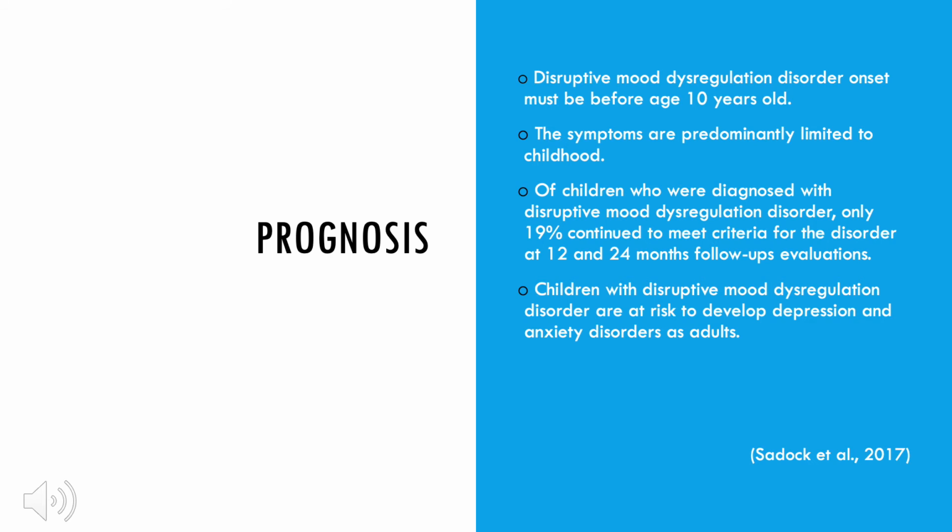Prognosis of DMDD. Disruptive Mood Dysregulation Disorder onset must be before the age of 10 years old. The symptoms are predominantly limited to childhood. Of children who are diagnosed with DMDD, only 19% continued to meet criteria for the disorder at 12 and 24 months follow-up evaluations. Children with DMDD are at risk to develop depression and anxiety disorders as adults.